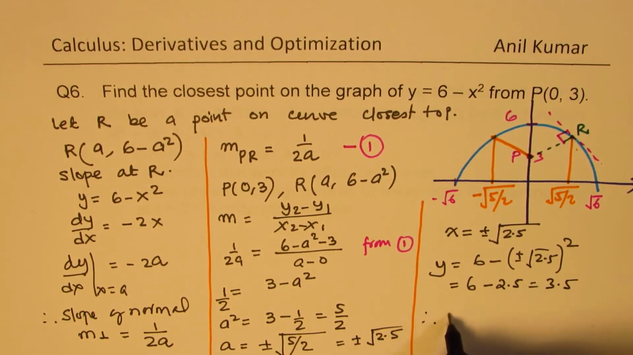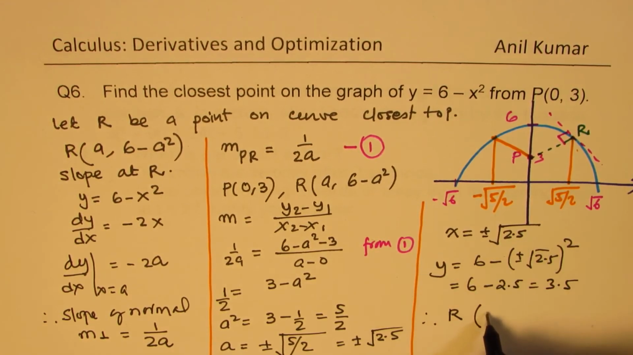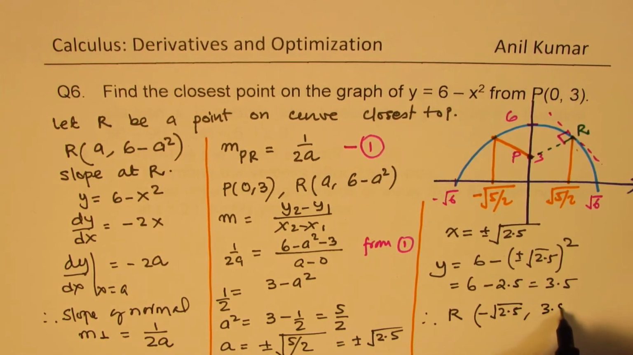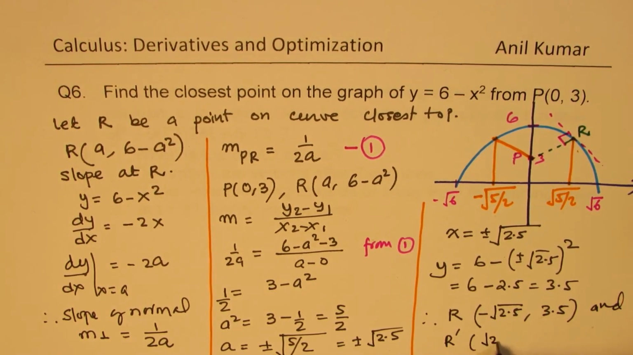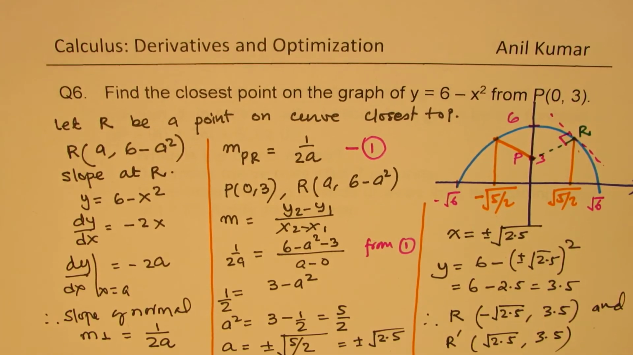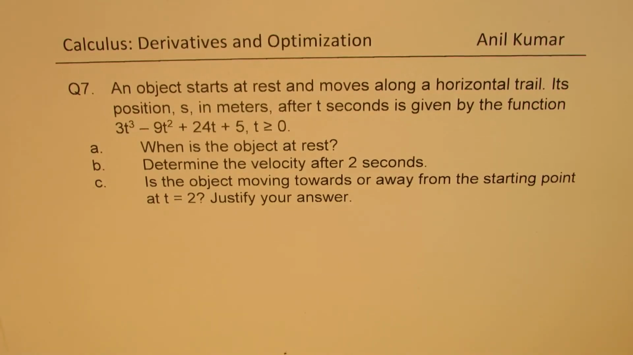And therefore the point R will be minus square root 2.5, 3.5, and the other one on the other side will be positive square root 2.5, with the y value being 3.5. Is that clear to you, right? So that becomes the point which is closest to P, and this point is on the parabola given by y equals 6 minus x squared. Perfect. Now here is the last question, question number 7.